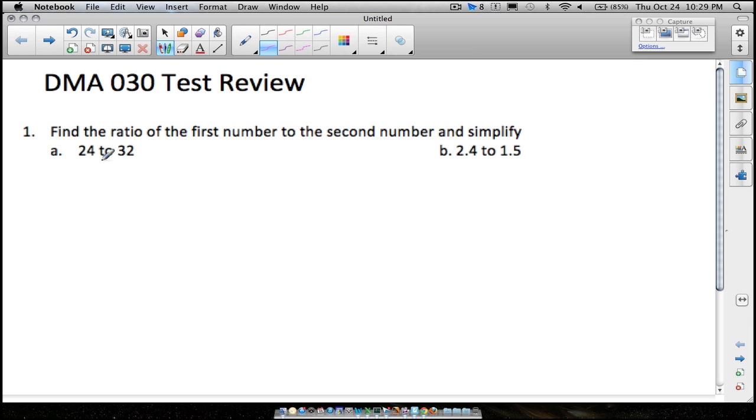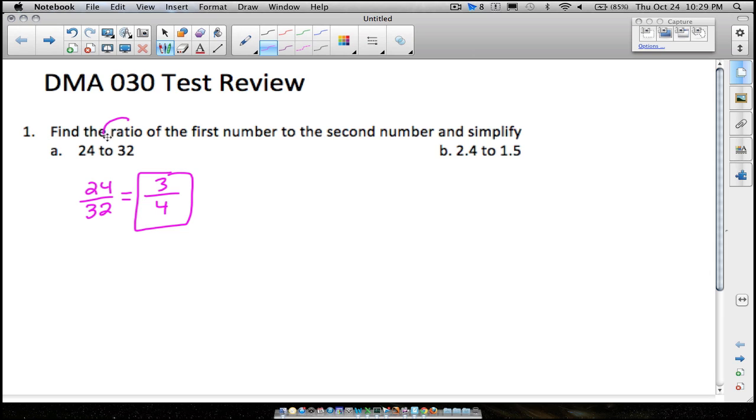But let's go ahead and look at the first problem. Find the ratio of the first number to the second number and simplify. For example, 24 to 32. Set it up as a ratio. In this case, we'll use a fraction. And let's simplify this. Now, depending on how good you are with your multiplication tables, 8 goes into both of these numbers. 24 divided by 8, that is going to be 3. 32 divided by 8, that gives you 4. So that's it for that ratio simplified.